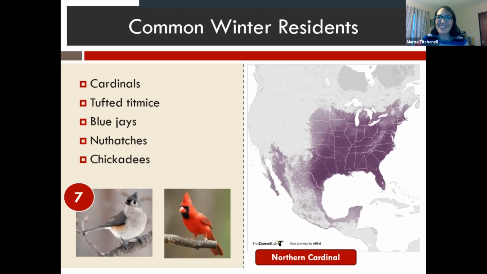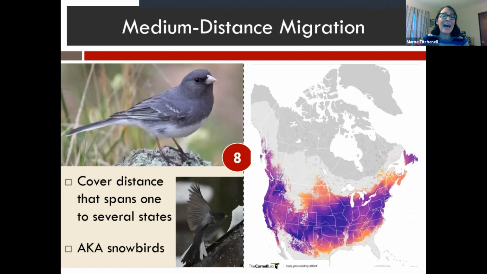And so number 7, as a couple of you have put in, that is the tufted titmouse. So great job. And so here, just again, some common winter residents that we see in Michigan, and then of course in Ohio too. And then we have medium distant migrants.